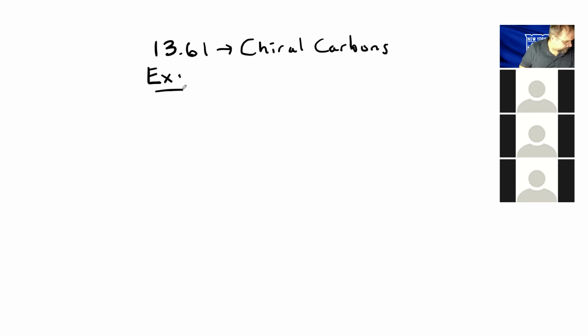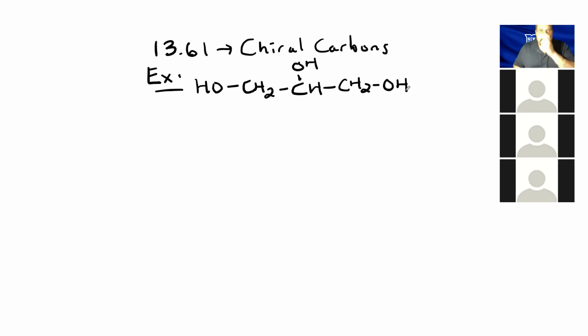Here's the first. OH to a CH, which has OH going up. Then it has a CH2 to the right. Then an OH connected to that carbon. All right, so here's our first example.